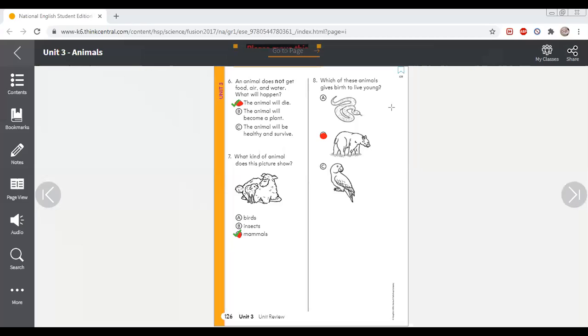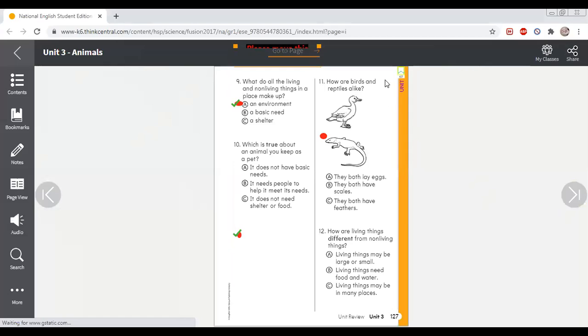So, let's move on to the next page. 127.